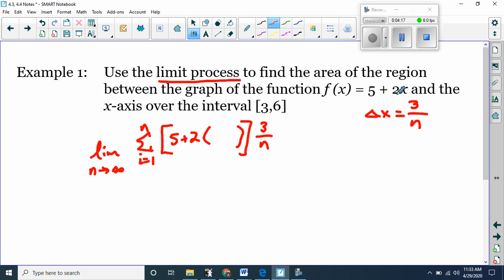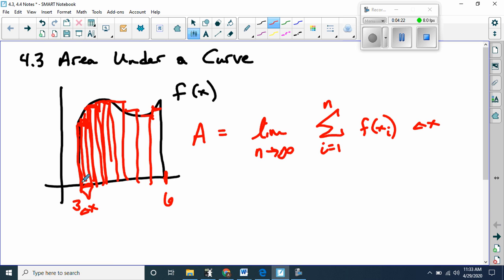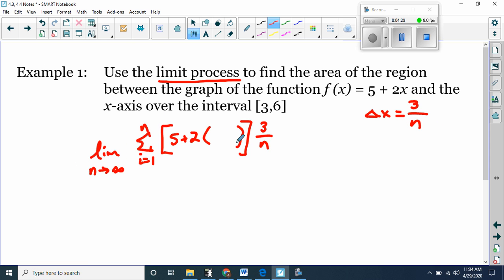Then for the x value, it starts at 3 and it goes up by delta x over and over again. So it goes up by 3 over n. We put the i in there because it's going to go up by 3 over n once, and then it's going to go up by 3 over n again, and then 3 over n a third time, and so on.